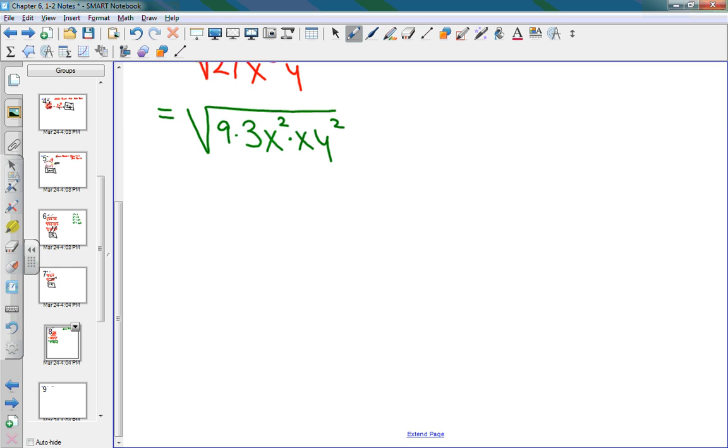Okay. Now that everything is simplified, I need to go ahead and take things out. So what is the square root of 9? 3. Can I do anything with the square root of 3? No. What is the square root of x squared? X. Can I do anything with x to the first? No. Since my power, which is 1, is smaller than my root 2, it stays inside. Go to the next one, y squared. That comes out as a y.